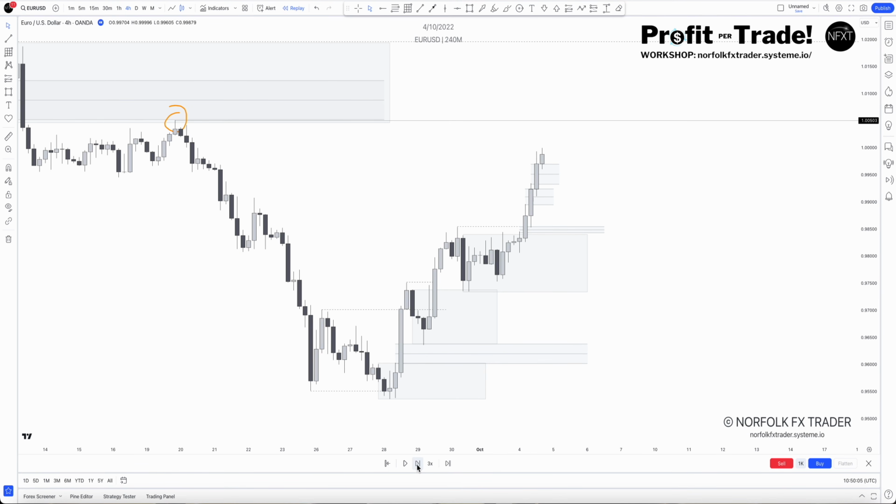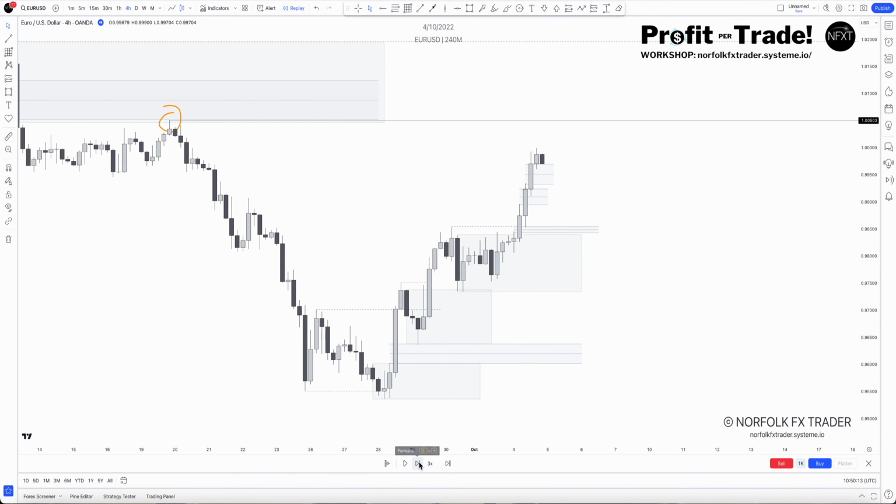Okay, so we've got a small continuation candle. We failed to break the high. We pull back into the area of imbalance. Let's see if we continue higher.